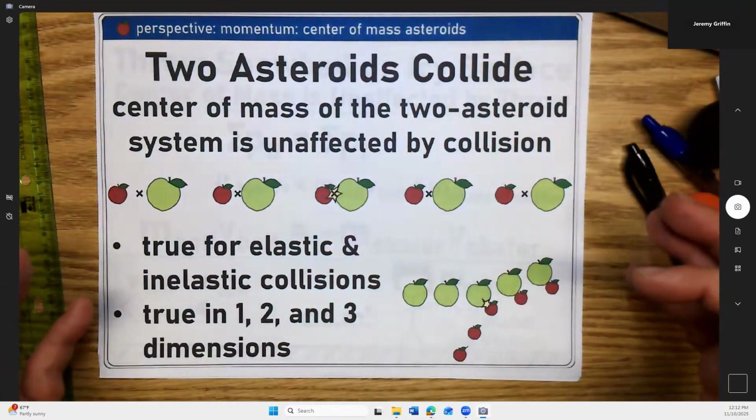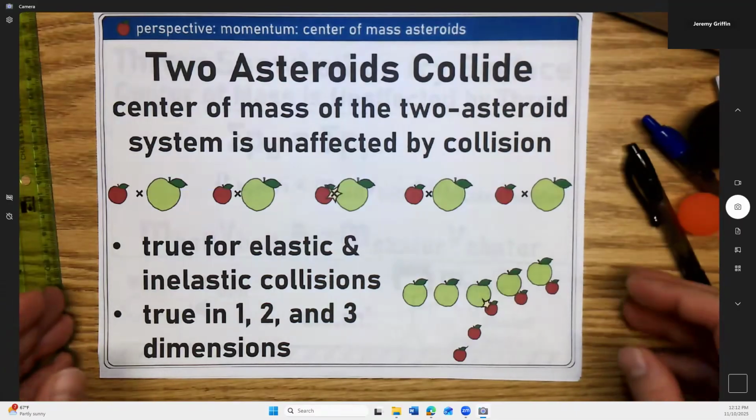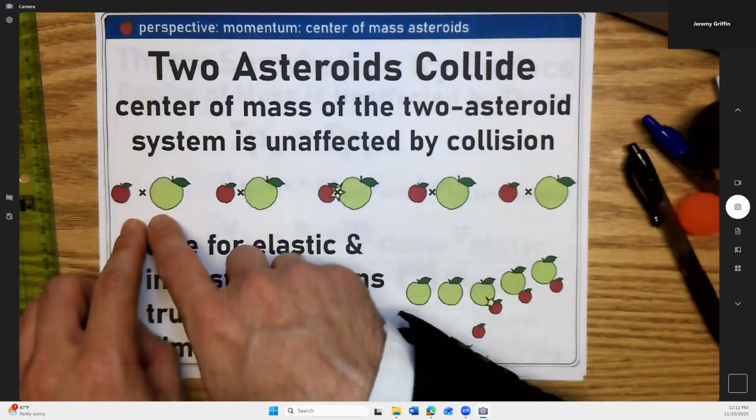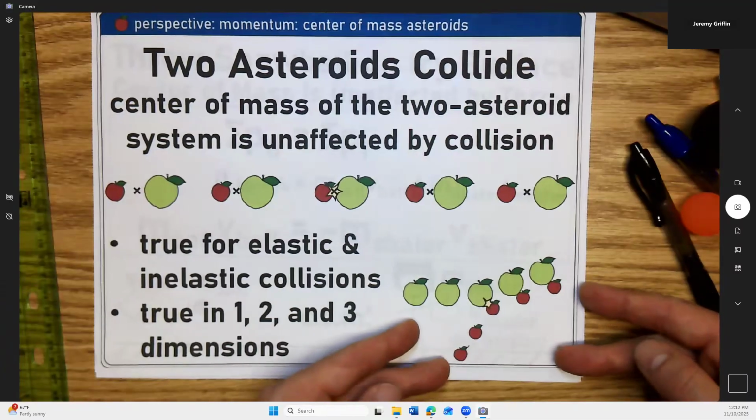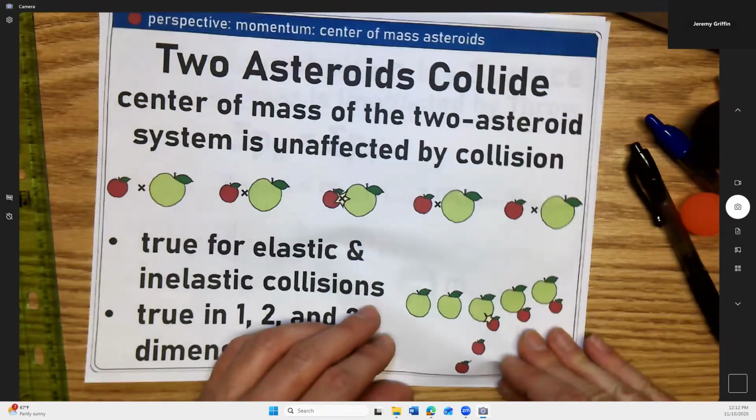You never know when that collision happened if you only focus on the center mass, because center mass never changes whatever it was doing. If it had a velocity, it maintains a velocity. If it was at rest, it remains at rest. Right? Here's a 2-dimensional example down here. Right, guys got that? Okay.